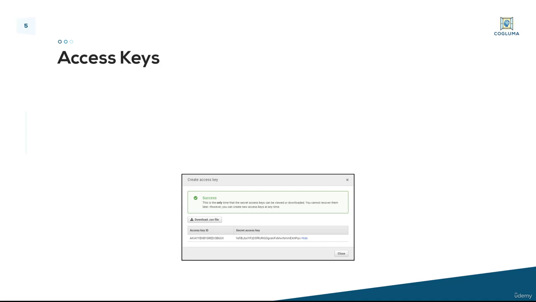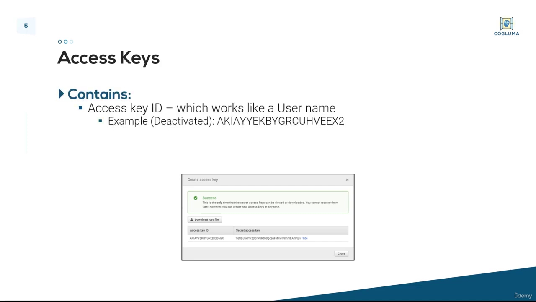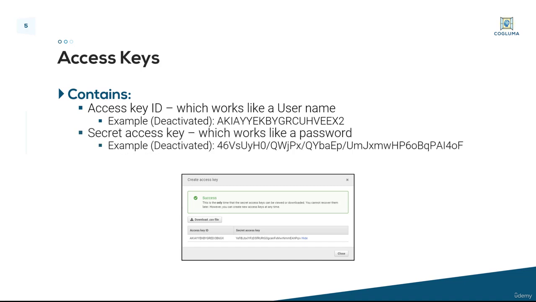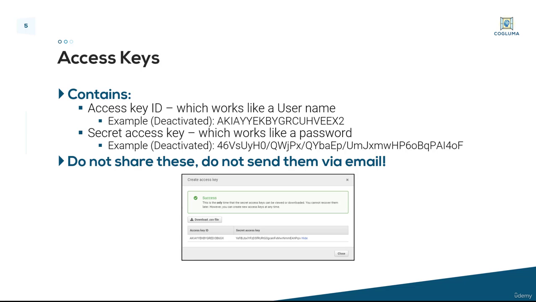Like I just mentioned, the access key is what the CLI and SDK use to authenticate. They come in the form of an access key pair. The access key pair contains an access key ID, which works kind of like a username, and you can see the deactivated example below. And then there's also a secret access key, which works sort of like a password, and you can also see that deactivated example below. So it's very important to understand that this is just like a username and password. Do not share these. If you share these, or if you let people get access to these, you are going to be exposing your environment to unauthorized access.